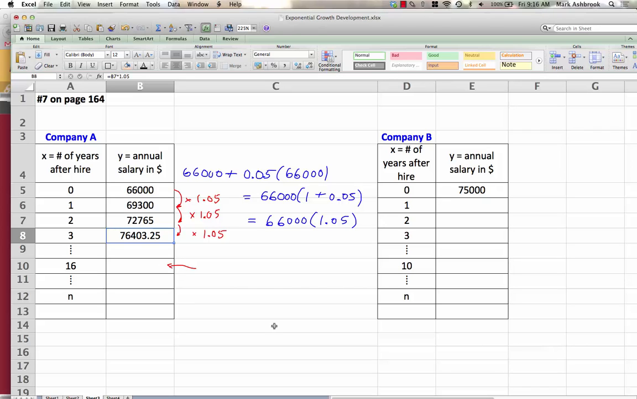16, 1.05, so that's like 1.05 to the... Yeah, after 16 years, how many times will we have multiplied by 1.05? 16 times, once a year for 16 years. So what are we going to multiply by 16 1.05s? 66,000. So it's this initial amount, 66,000. By the time we get to the 16th year, we will have multiplied by 1.05 16 times.